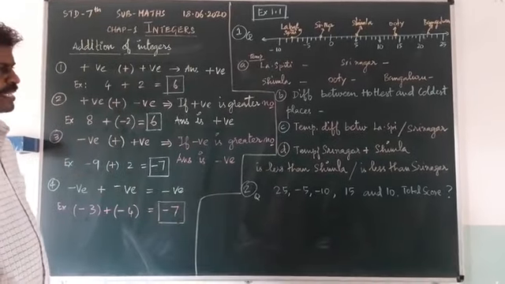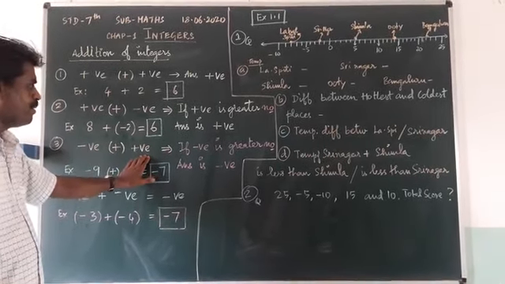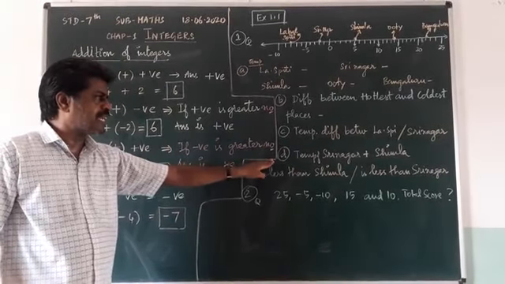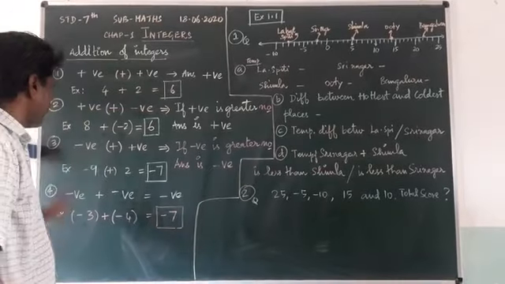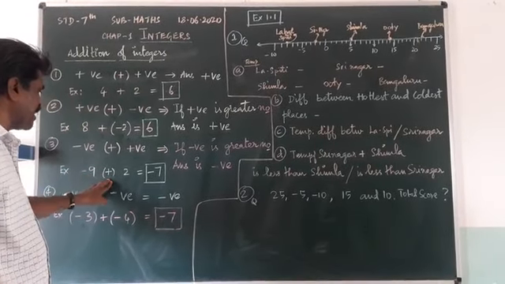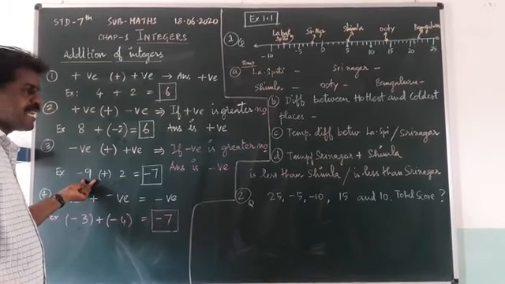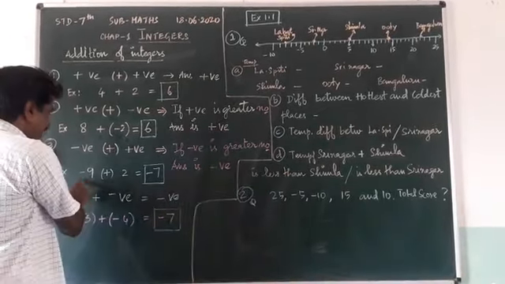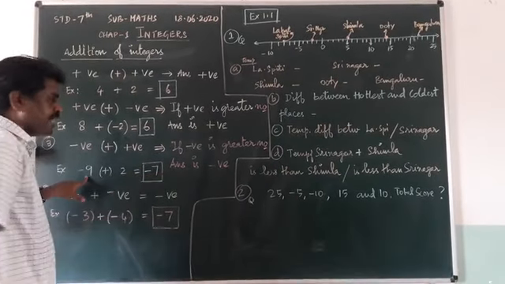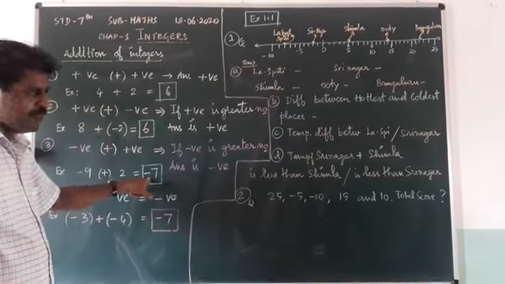Then the third condition. A negative number added with a positive number. If the negative number is greater, then the answer will be negative. Example, minus 9 plus 2. 9 is greater, but it has a minus. So you have to do subtraction. 9 minus 2 is 7. 9 has a minus sign, so your answer will be negative.